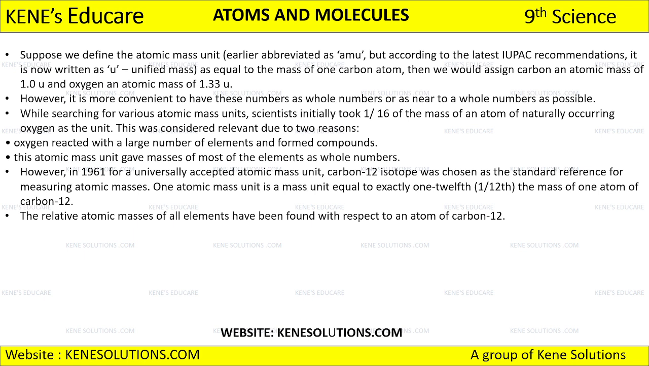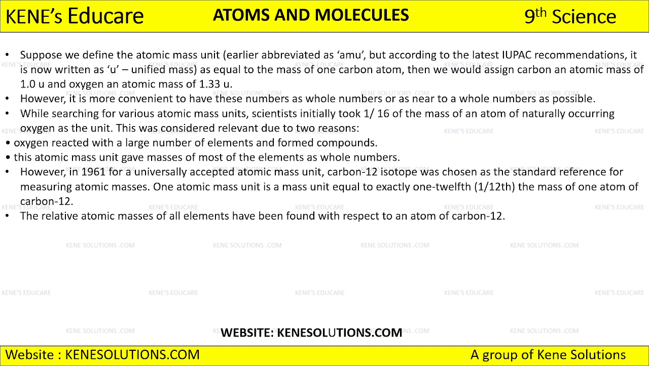Okay. However, see, in the first statement they have stated that earlier we used the value as amu, that is atomic mass unit, but now we use it as u, that is unified mass. Okay. However, it is more convenient to have these numbers as whole numbers or as near to a whole number as possible. So while searching for a suitable atomic mass unit, scientists initially took 1 by 16 of the mass of an atom of naturally occurring oxygen as a unit.